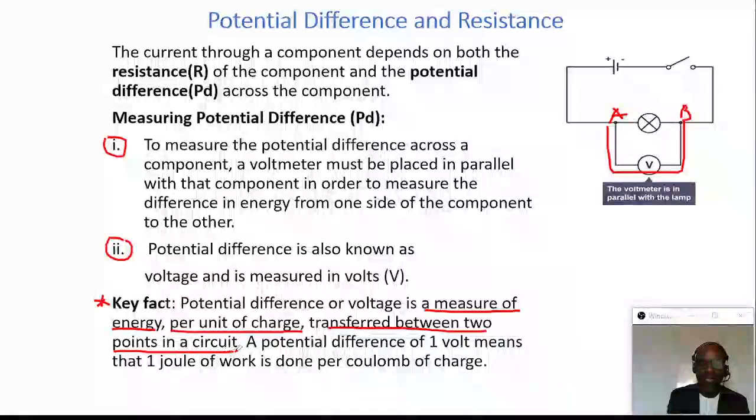Very, very important. Therefore, a potential difference of 1 volt means that 1 joule of work is done per coulomb of charge. If we understand that, then we understand what potential difference is all about. If we understand that 1 volt means that 1 joule of work is done per coulomb of charge, then we have understood everything that has got to do with potential difference of voltage across a particular component.